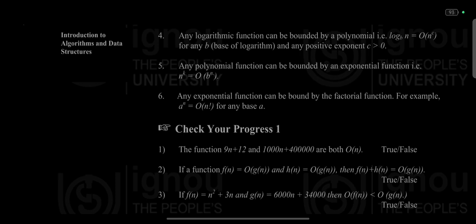Any logarithmic function can be bounded by a polynomial, that is log_b n is equal to big O n to the power c for any base b of logarithm and any positive exponent c greater than 0. Any polynomial function can be bounded by an exponential function, that is n to the power k is equal to big O b to the power n. Any exponential function can be bounded by the factorial function. For example, a to the power n is equal to O of n factorial for any base a.